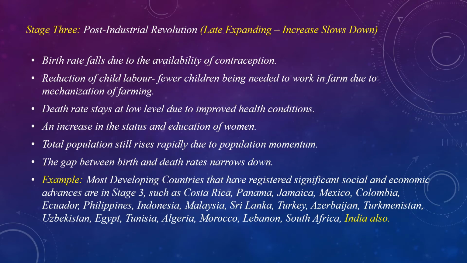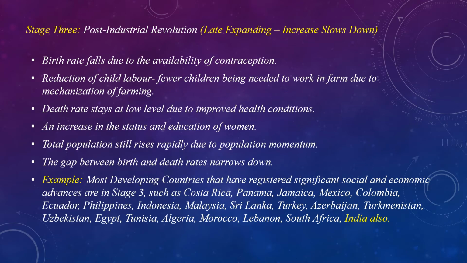For example, most developing countries that have registered significant social and economic advances are in this third stage, such as Costa Rica, Panama, Jamaica, Mexico, Colombia, Ecuador, Philippines, Indonesia, Malaysia, Sri Lanka, Turkey, Azerbaijan, Turkmenistan, Uzbekistan, Egypt, Tunisia, Algeria, Morocco, Lebanon, South Africa and India also.